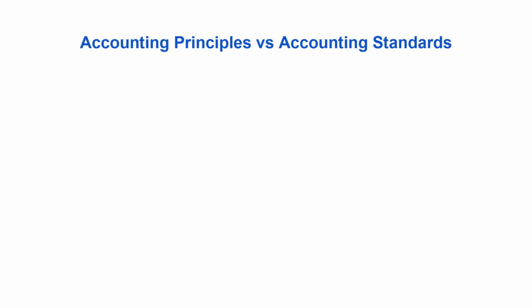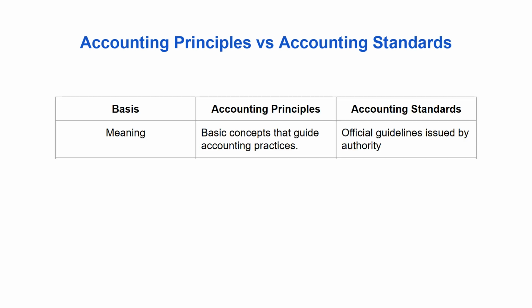Accounting principles versus accounting standards. Accounting principles, these are basic concepts that guide accounting. Accounting standards, these are official rules issued by accounting authorities. Accounting principles are the rules in accounting. They shape how we understand and record transactions. Accounting standards are the official guidelines issued by the authority to ensure everyone reports in the same way.